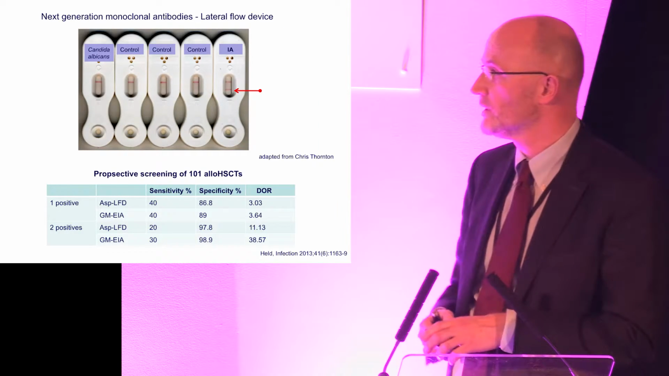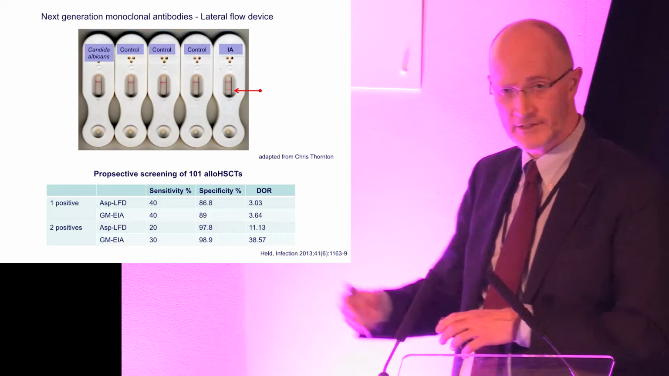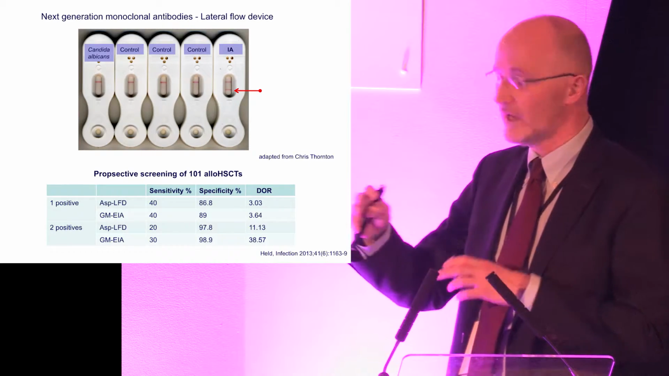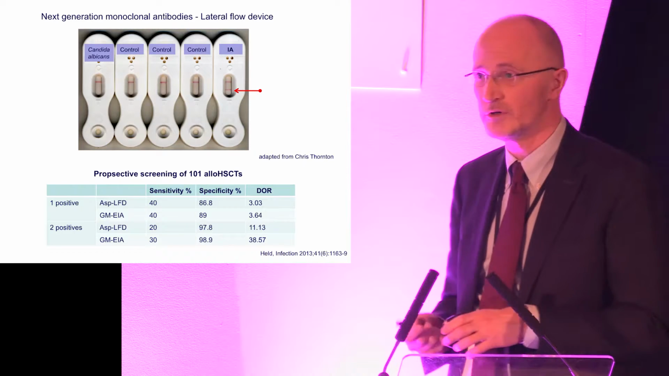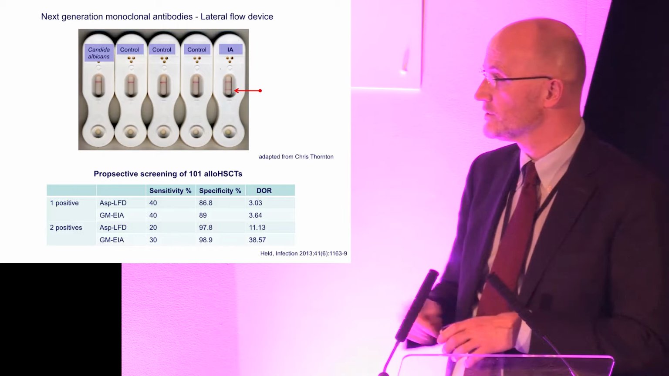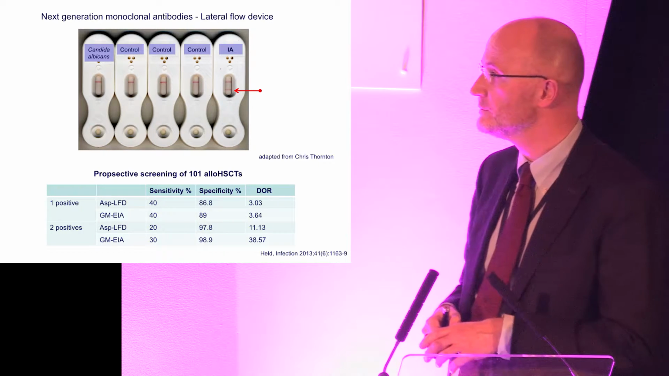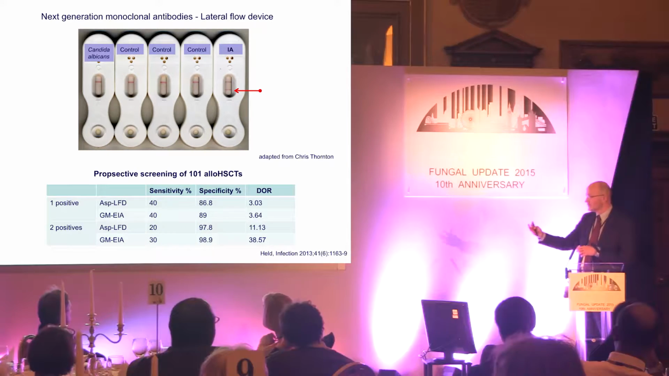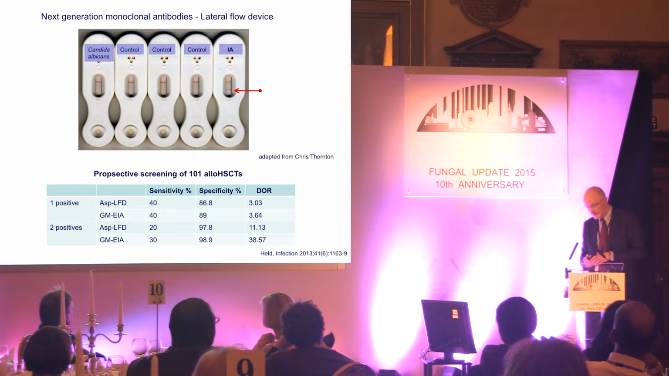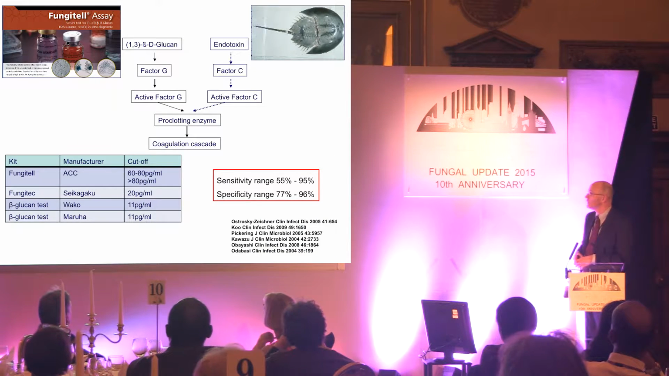We've heard much about the lateral flow device from Chris and others. I'm not going to say much about it other than, you know, it's one of these next generation monoclonals. It detects a novel antigen that's only expressed by living organisms. And the test performance is really on a par, perhaps not quite so good in some studies, but on a par with galactomannan. But the great advantage, as Chris pointed out, is that it's a very rapid test.